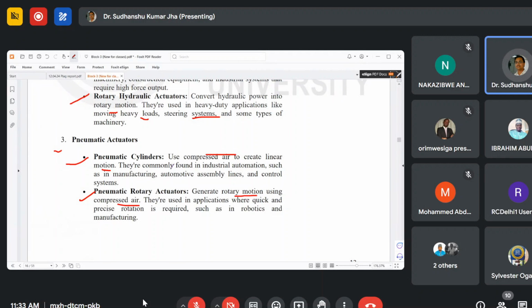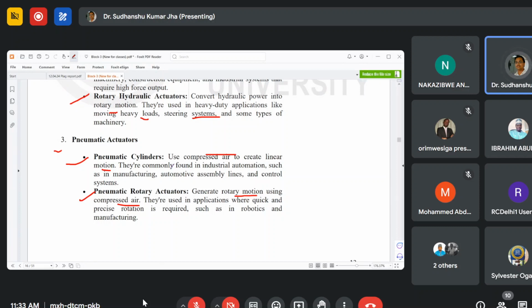Whereas we have pneumatic rotary actuators. By the name, you can easily understand that there is a rotary inside this one. So rotary is moving. Rotary basically allows motion in an object. So the rotary actuators are being used in some kinds of precise equipment where the motion is required. So we have this kind of pneumatic actuator.